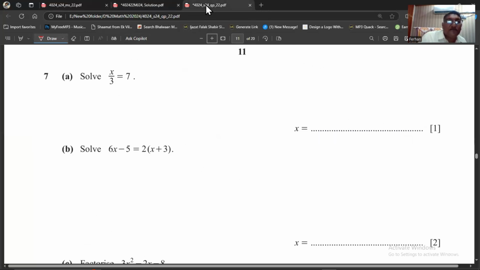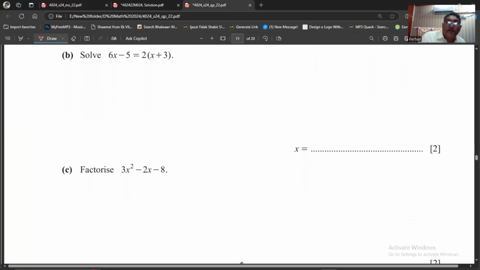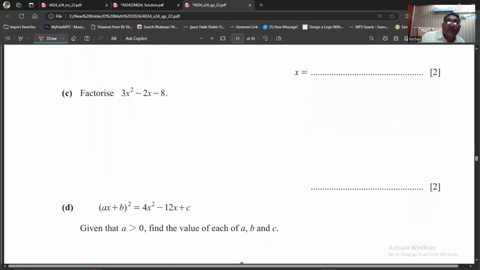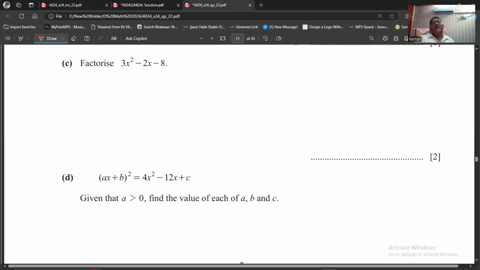He says in question number 7, it's a C part. It's a 2 marks question. He says factorize 3x squared minus 2x minus 8. So what I will do, I will multiply these extreme terms with each other. When you multiply these two extreme terms, you get 24.